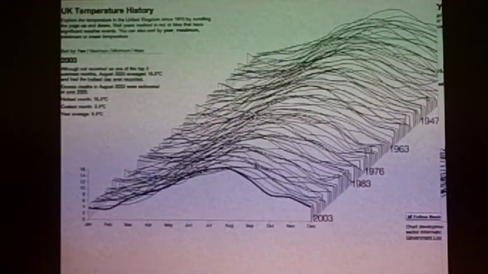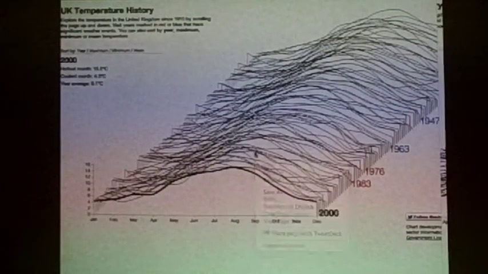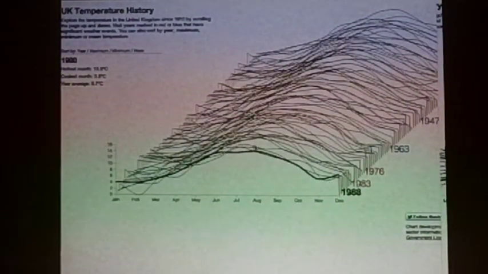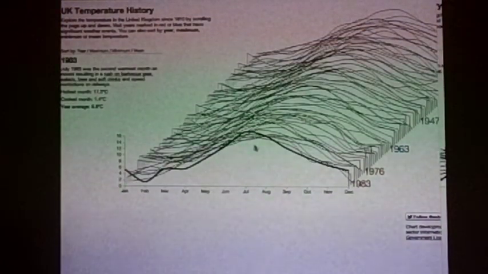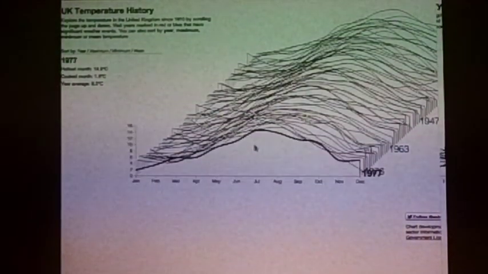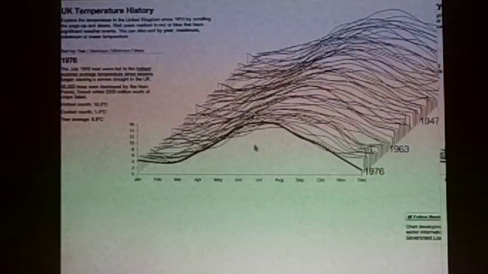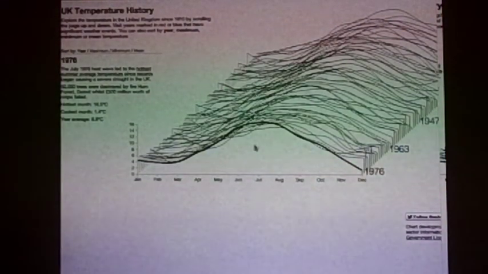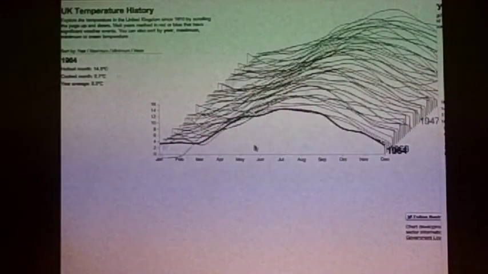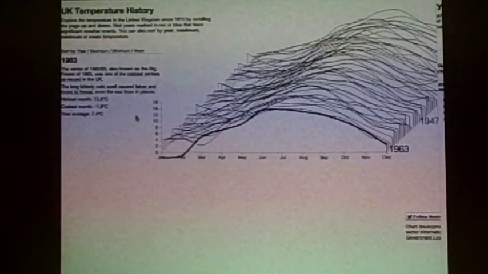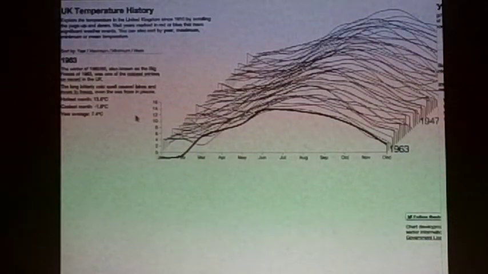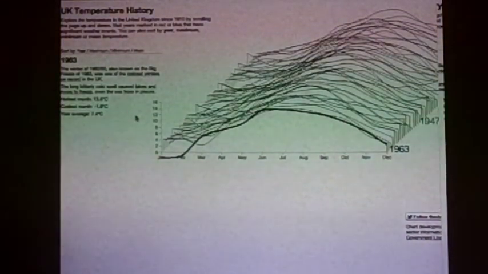Is there a reason for the highlighted years? Yeah, it's where there's a bit of text on the side. So if you go to it, it's a year where, I think where it's red, it was a particularly hot summer, and then like in 1963 there was a big chill, the big freeze of '63, so it's one of the coldest winters.